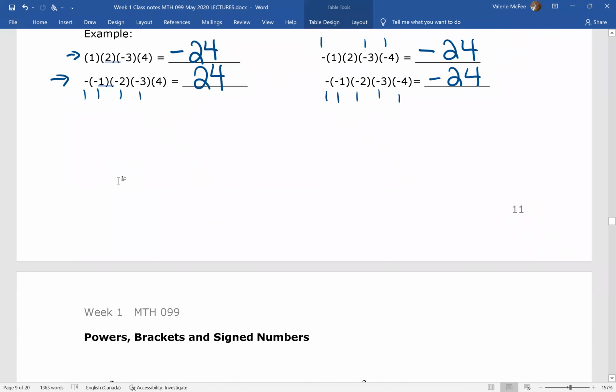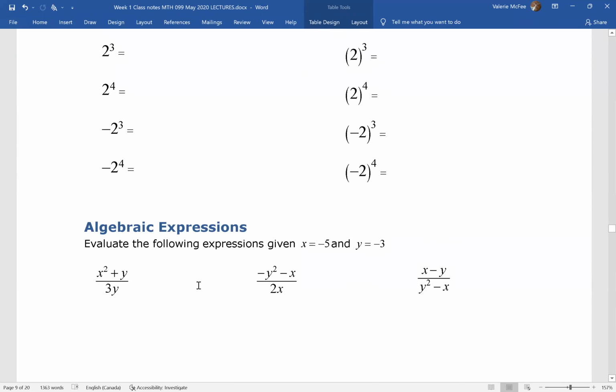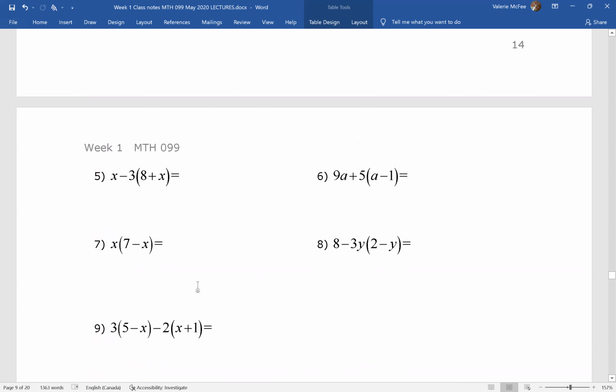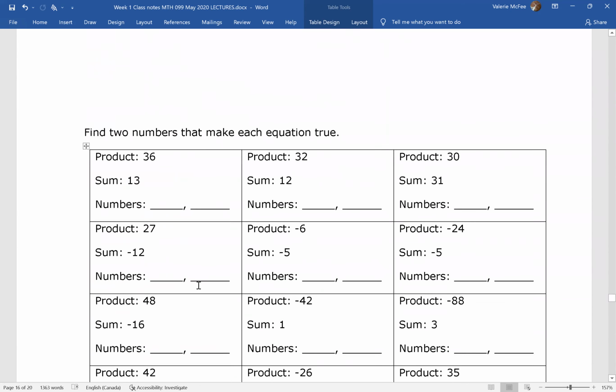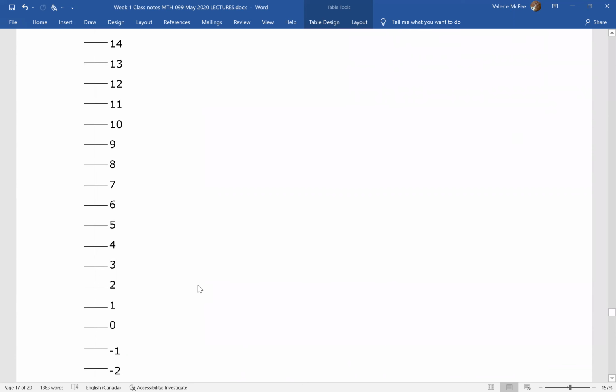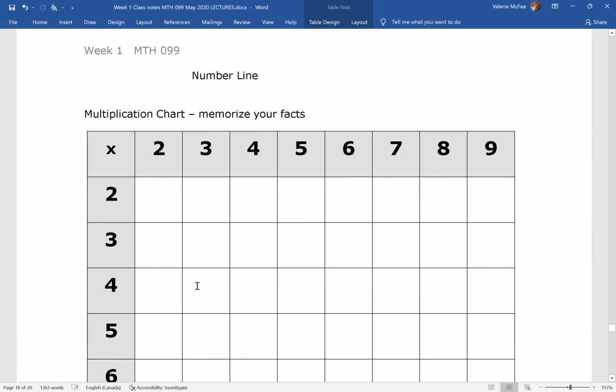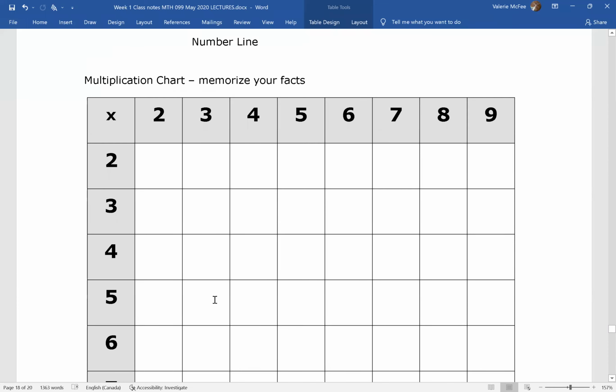We're going to stop there, but I do want to point out a couple of practice sheets at the end of your notes here. There's a number line for those of you who've printed this that might be useful while you practice working with adding and subtracting integers. There's a multiplication chart. If you haven't memorized your multiplication facts, you should fill in the ones you need to practice and use this while you multiply.